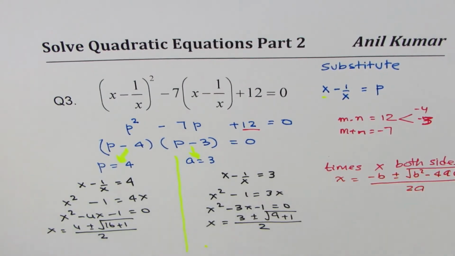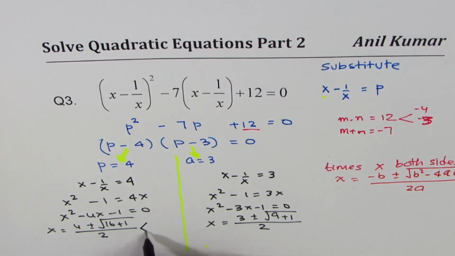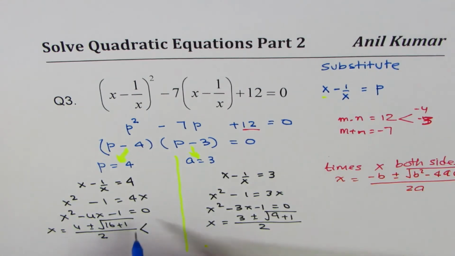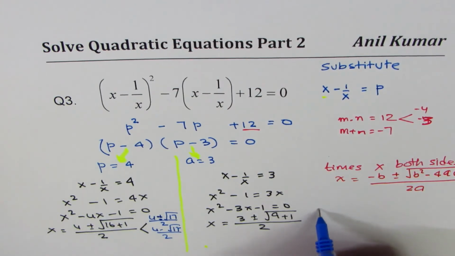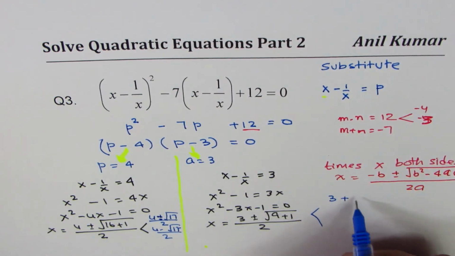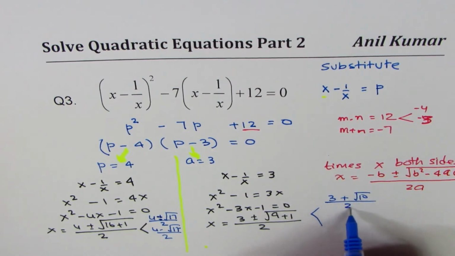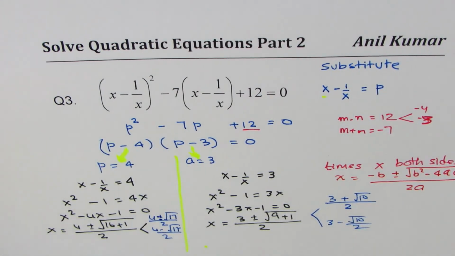Is it okay? So these are the two possible solutions. So that gives you two values. Let me write down in short. So we get 4 plus minus square root of 17 over 2, and here we can do 4 plus square root of 17 over 2, and 4 minus square root of 17 over 2. Okay. In this case, the solution will be 3 plus square root of 10 over 2, or 3 minus square root of 10 over 2. Is it okay? So that becomes your final solution of the given equation.